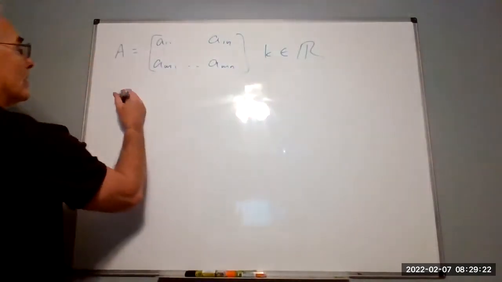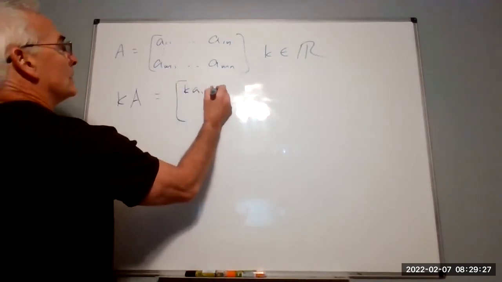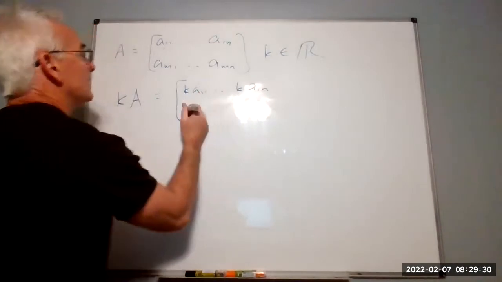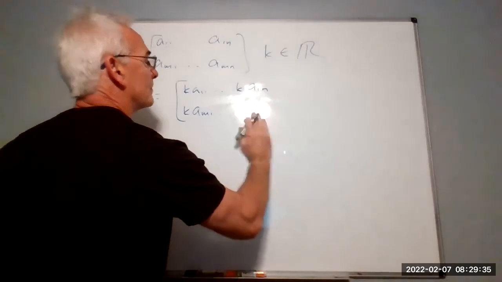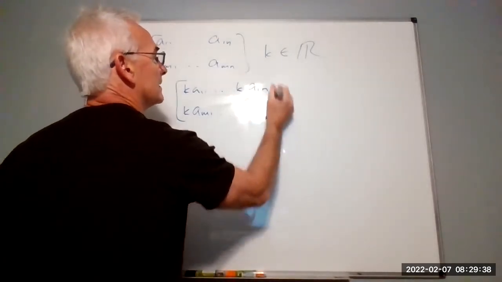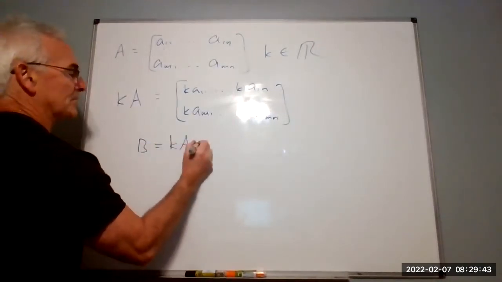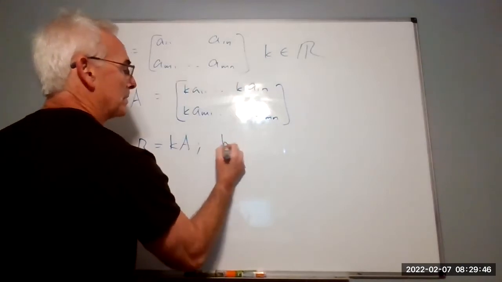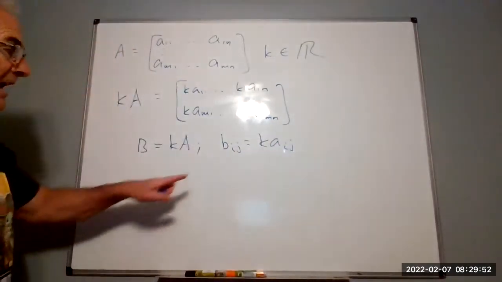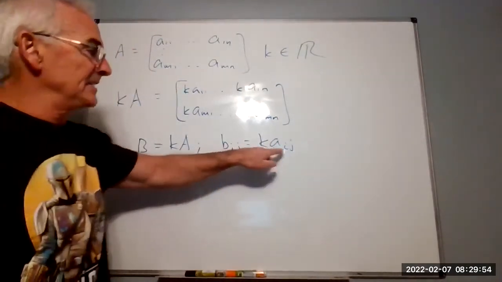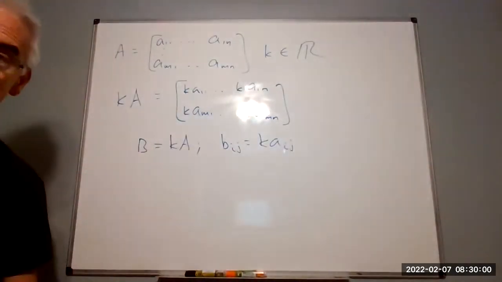K being any real number, then k times A is defined to be kA11 through kA1n, down to kAm1 through kAmn. Or in other words, if matrix B equals k times matrix A, then Bij is k times Aij. The ijth entry of the result is k times the ijth entry of the original matrix. That's what scalar multiplication of matrices means.